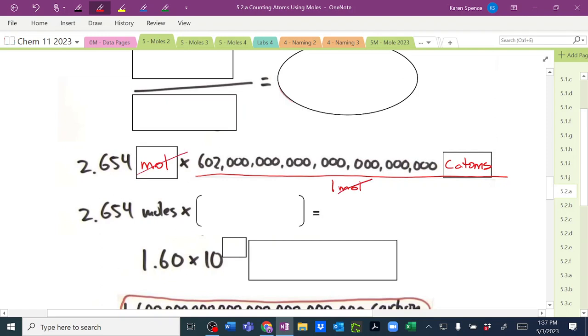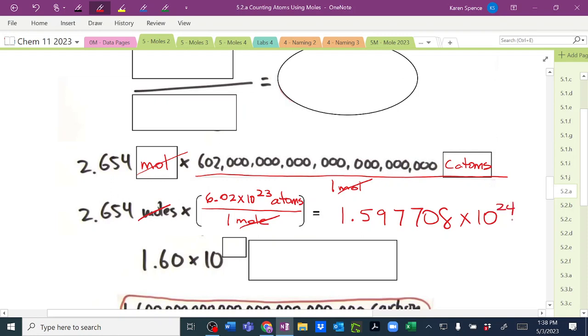All right, but we're not going to write it out this way all the time because that's ridiculous. So instead of writing 602,000,000,000,000, we're going to write 6.02 times 10 to the 23 atoms per 1 mole. The moles cancel out, and we get, let's see what we get, 2.654 times 6.02 E23 equals, and I get 1.597708 times 10 to the 24.